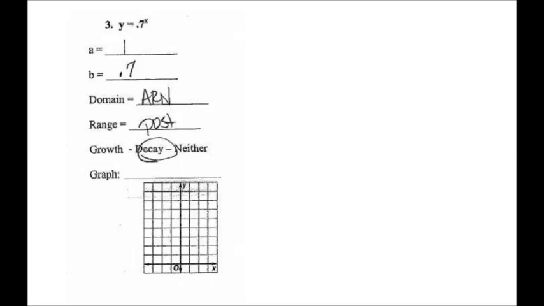A is 1, B is 0.7, your domain is all real numbers, your range is positive numbers. This one is decay because 0.7 is a decimal that's smaller than 1. It's going to go through the point (0, 1). We said it was decay, so it's going down, something like that.